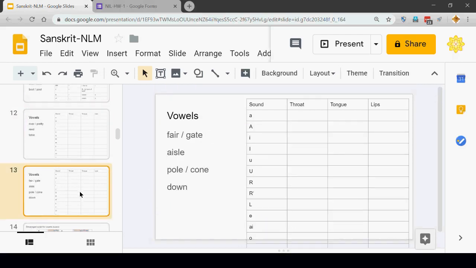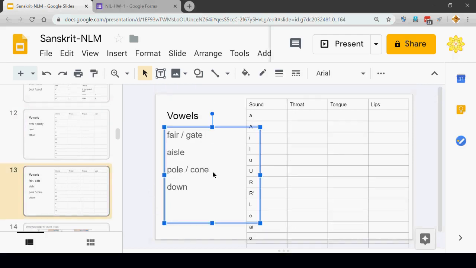Next we have the O sound as in pole or cone. When we say cone, there is an O sound there in between. Pole. Cone. Rome. That O sound which comes in there. So that is our next on the chart.